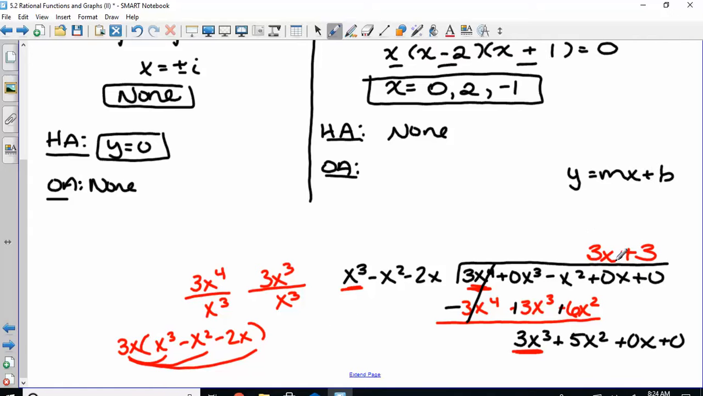I have my mx plus b. So my oblique asymptote is y equals 3x plus 3. You will never have to finish that long division. You just have to get your x term and your constant term.